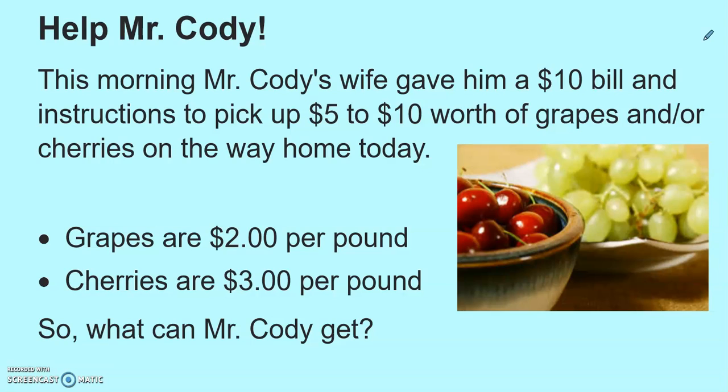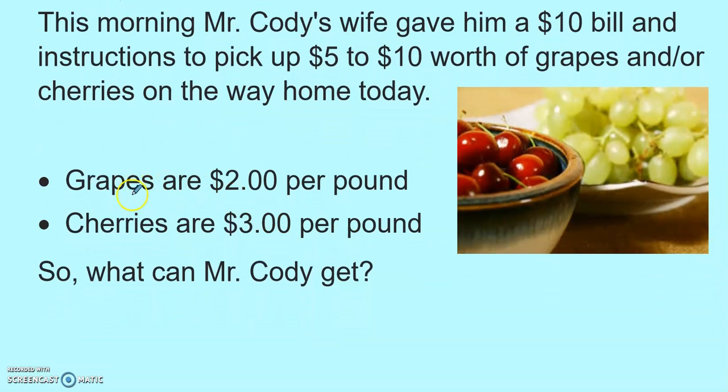Help! Mr. Cody. This morning, Mr. Cody's wife gave him a $10 bill and instructions to pick up $5 to $10 worth of grapes and/or cherries on the way home today. This was back in a simpler time. Now, grapes are $2 per pound and cherries are $3 per pound. So, what can Mr. Cody get?